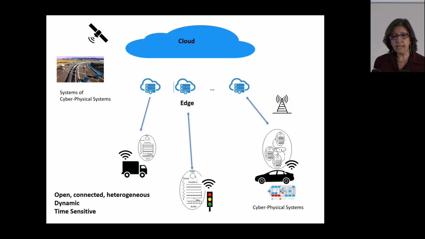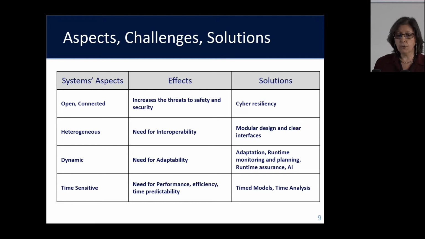So again, we have these cyber physical systems and we have all these levels of cloud, edge, and the machine, the car, the thing itself. So the aspects that we have in the system now that they are open and connected. So what happens is that there's increased risk and threats to safety and security. So we need to go for cyber resiliency.